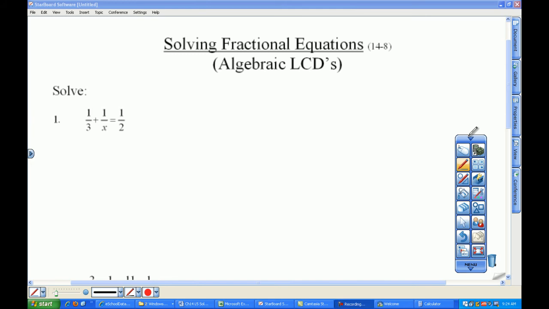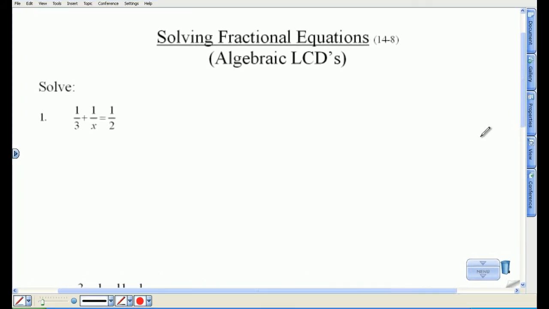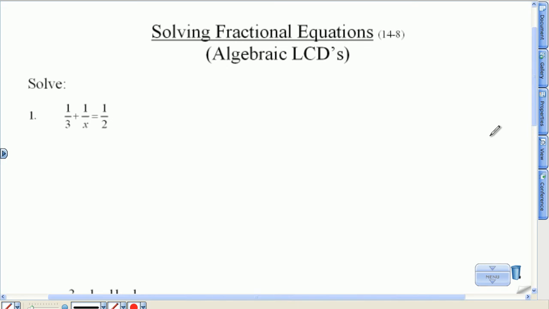Hello ladies and gentlemen, today we are going to finish up chapter 14 with section 14.8, solving fractional equations. What you're going to see different today are variables in the denominator. We didn't have that in the last 2 days. Variables in the denominator, that creates a unique situation.